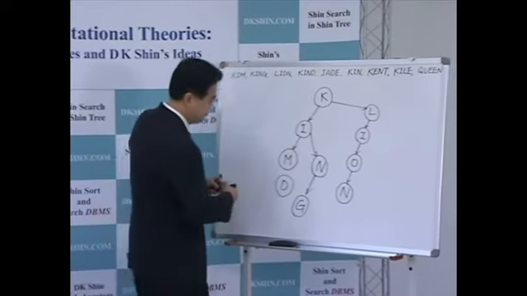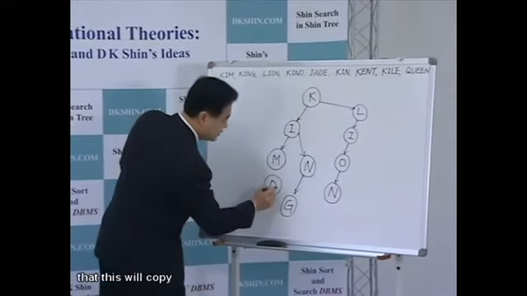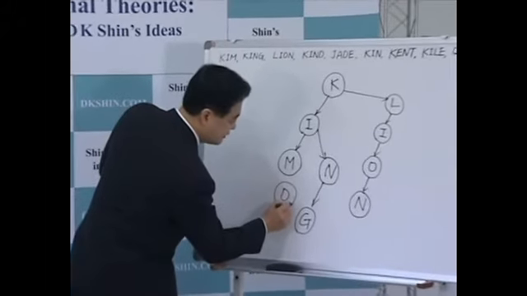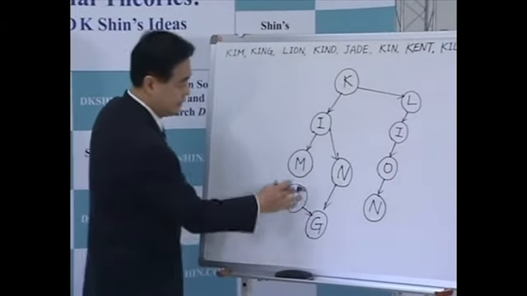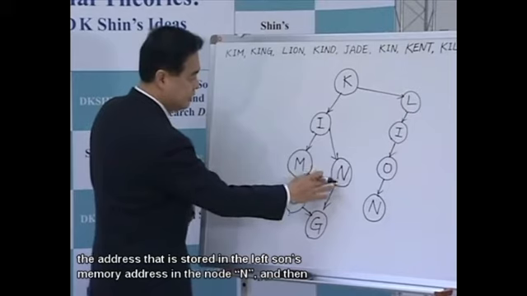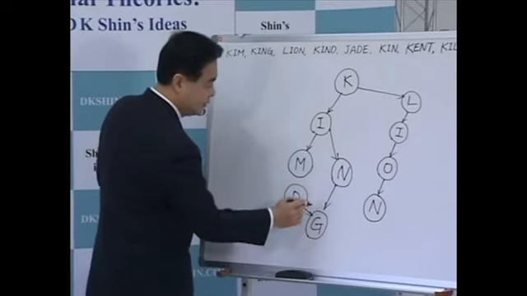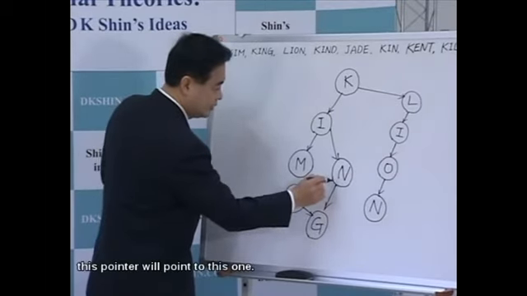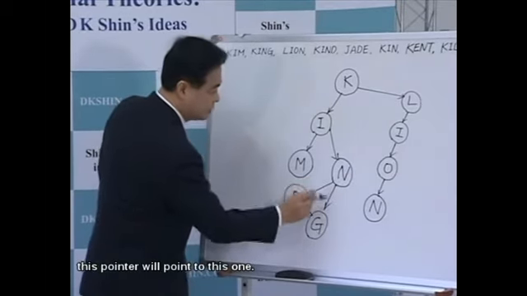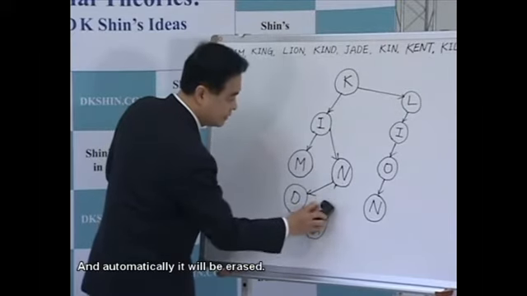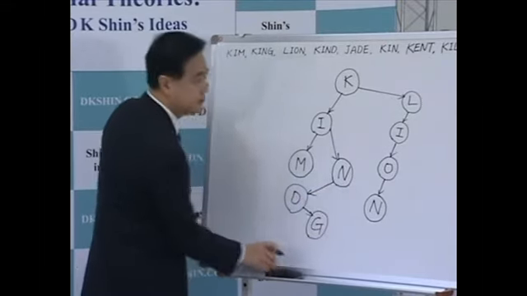You see here, this will copy the address that's stored in the left son's memory address in the node N, and then this pointer will point to this one, and automatically it will be erased.